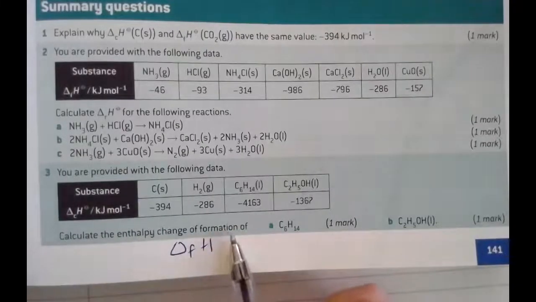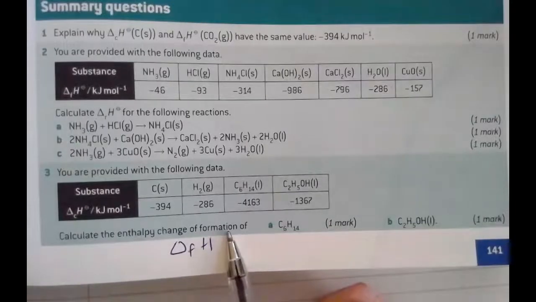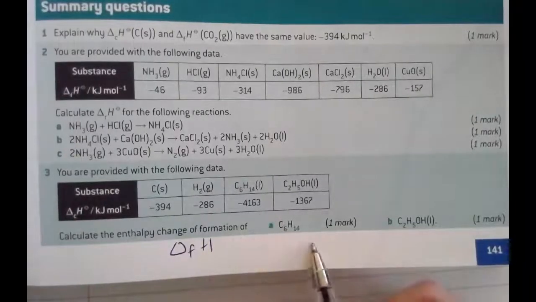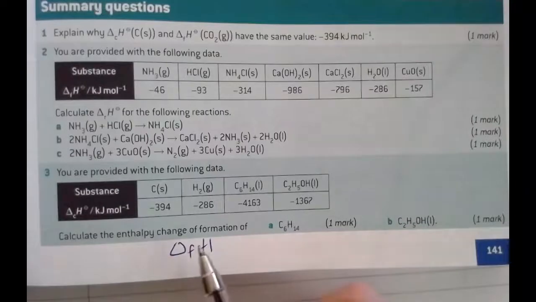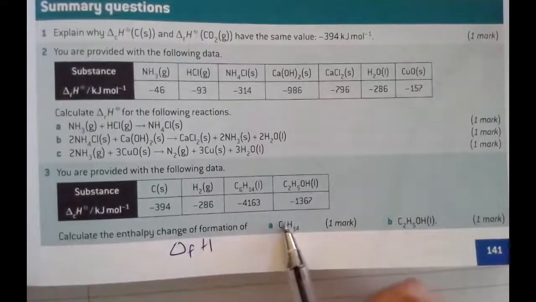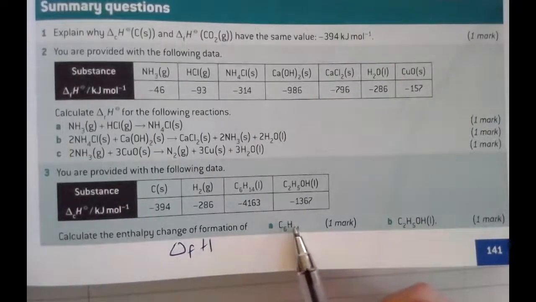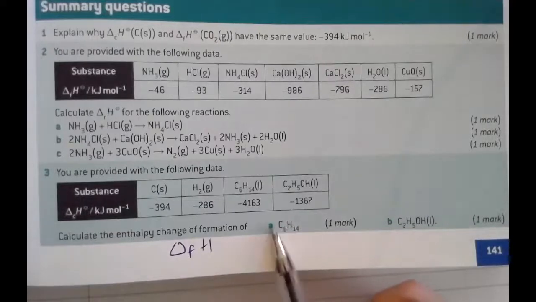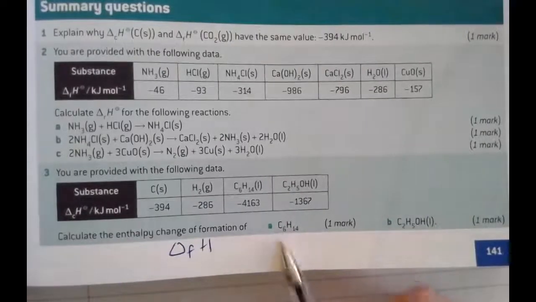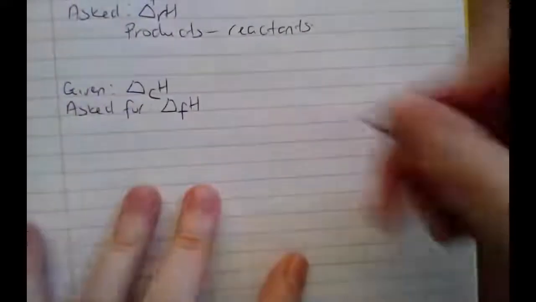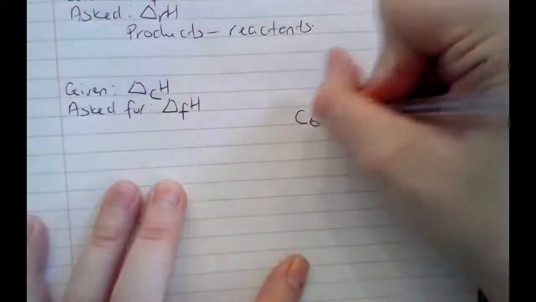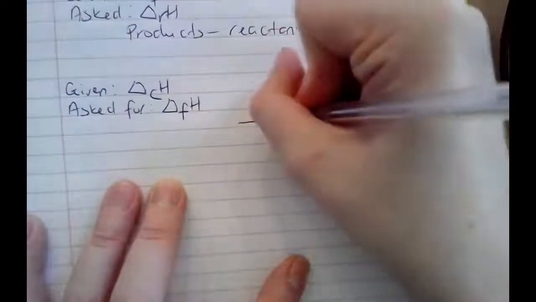The first thing you're going to need to do is write yourself an equation, okay? So the first one you're asked about is C6H14. You are trying to form C6H14, therefore C6H14 is your product. Whatever they give you, that's going to go on your products side. So I'm going to write myself an equation, and I'm going to put C6H14 here on the product side.